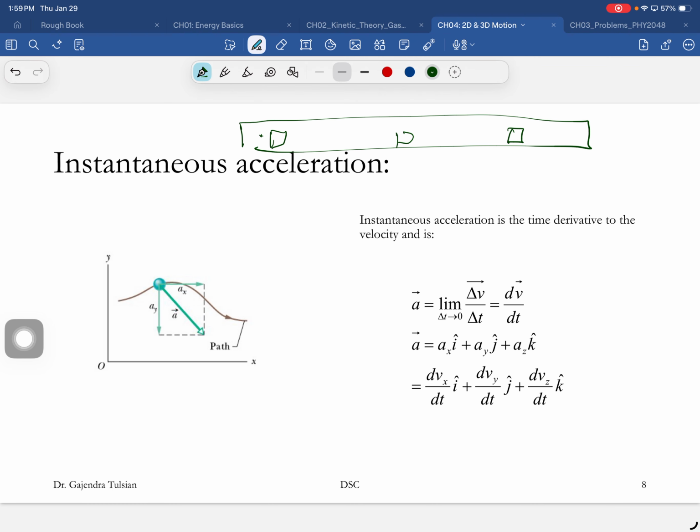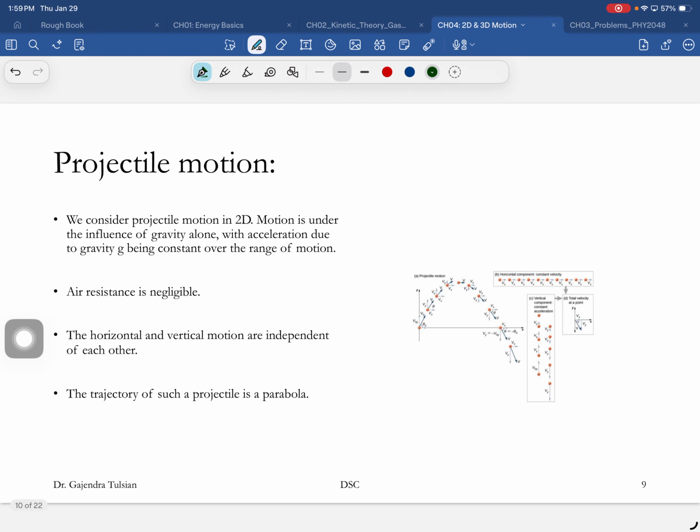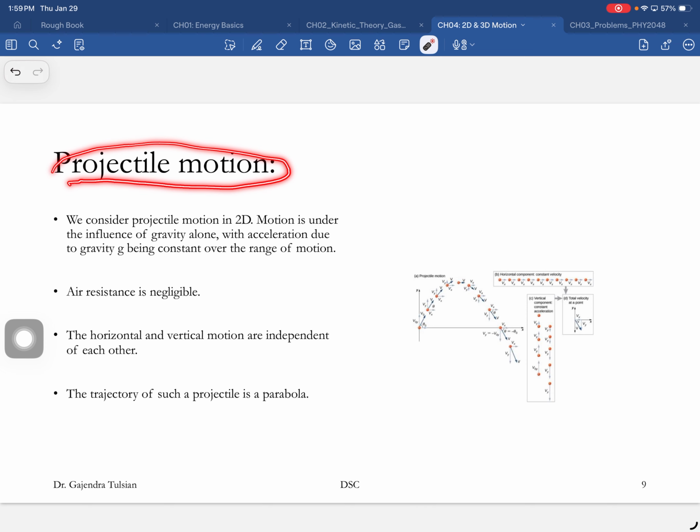I'll give you an example of a projectile motion and a counterexample. If I toss a piece of chalk, gravity is acting on it, and all other forces are negligible. When I toss this piece of paper, gravity was also acting on it, but the aerodynamic forces are comparable to the weight of the object. Those are not negligible. So that's not a projectile motion.